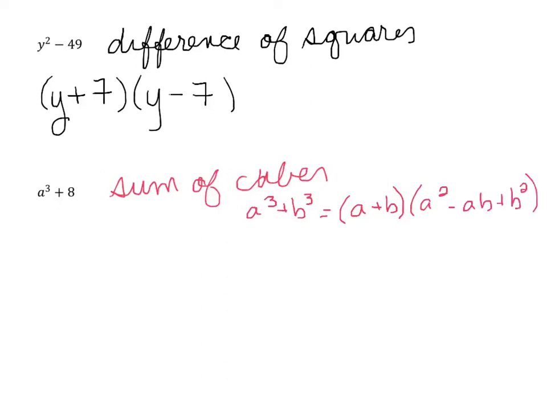Now I'm going to tell you this right now because a lot of you are going to say, well, isn't this just a perfect square? No, it is not. If it was a perfect square, there'd be a 2 here. So for our sum of cubes, in this case, I could rewrite this as a cubed, that's easy enough. 8 is 2 cubed. So a is a, but b is 2. So this gives me a plus 2 times a squared minus 2a plus 4.